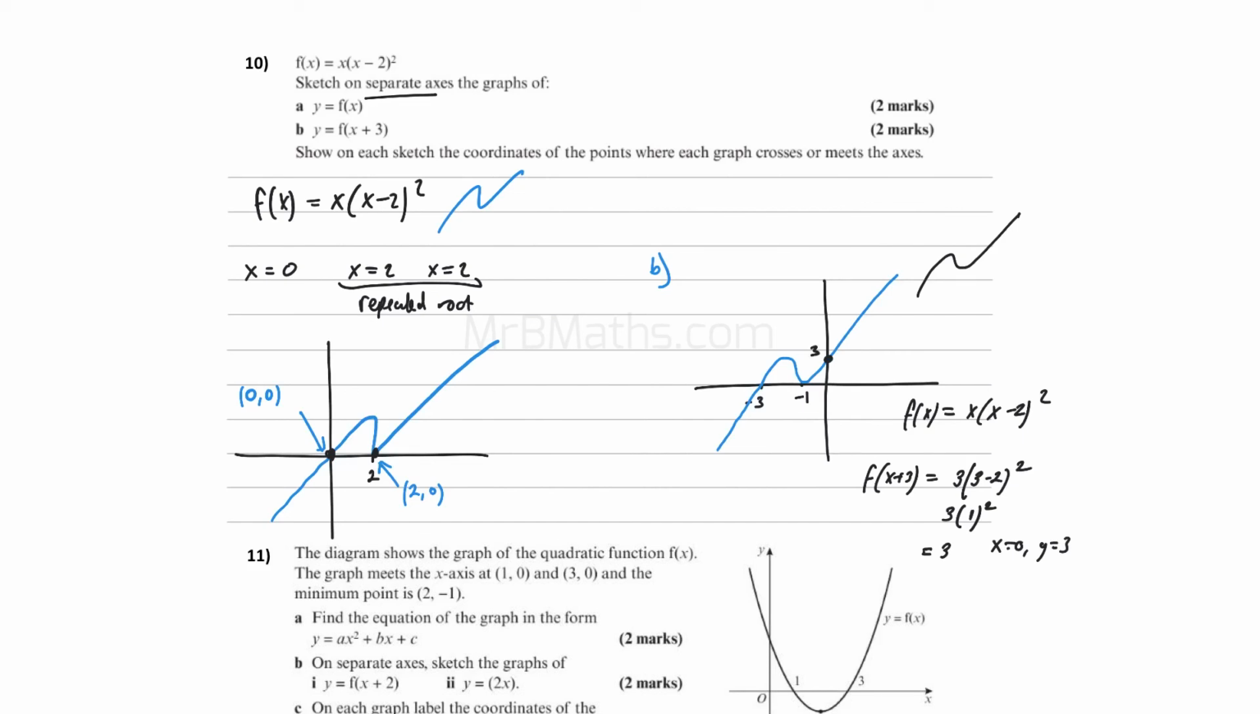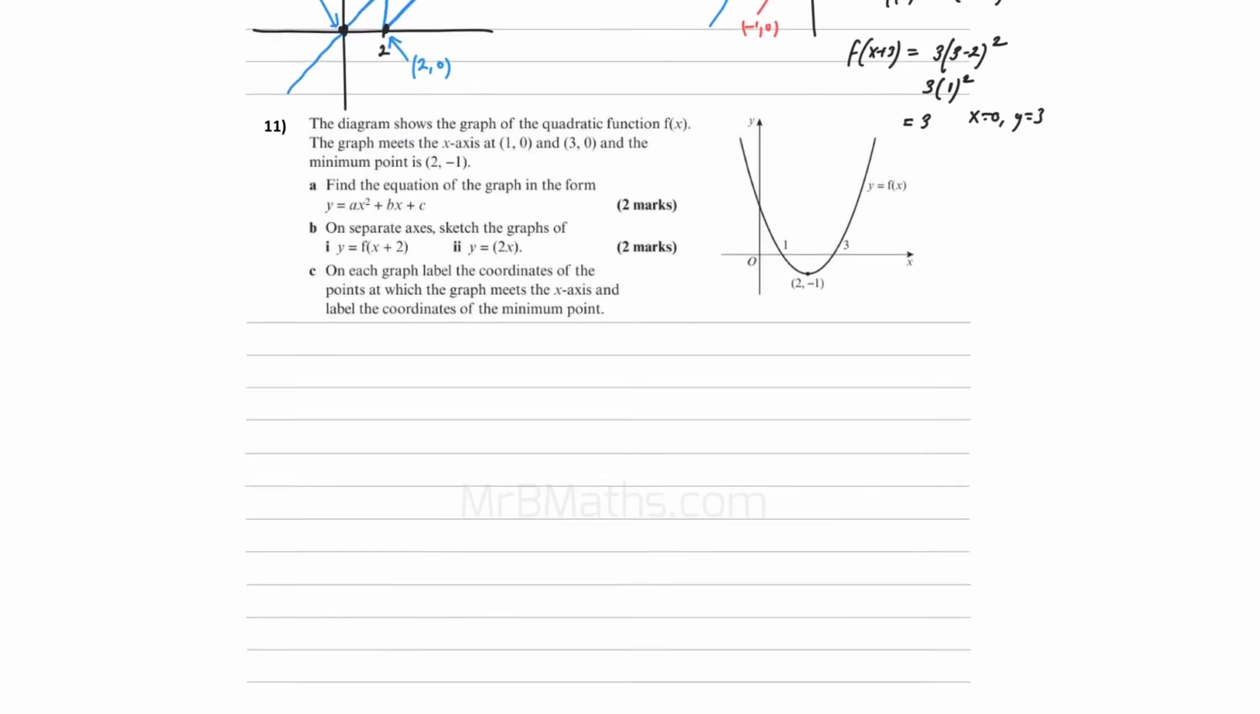Again, you need to make it clear, even though it might look clear, that this is -3, 0. This right here is -1, 0, and this right here is 0, 3. Okay, just make it 100% clear.